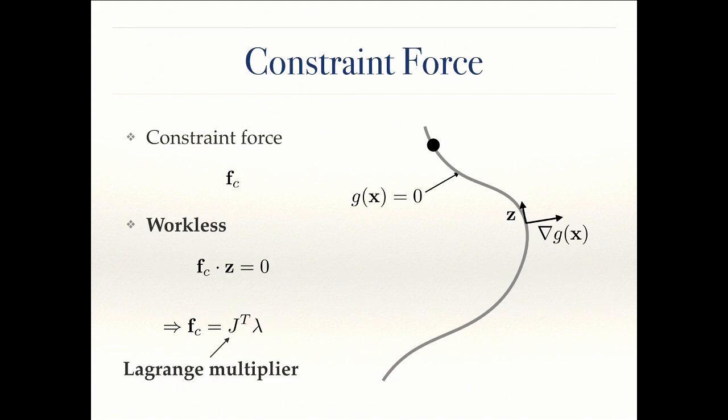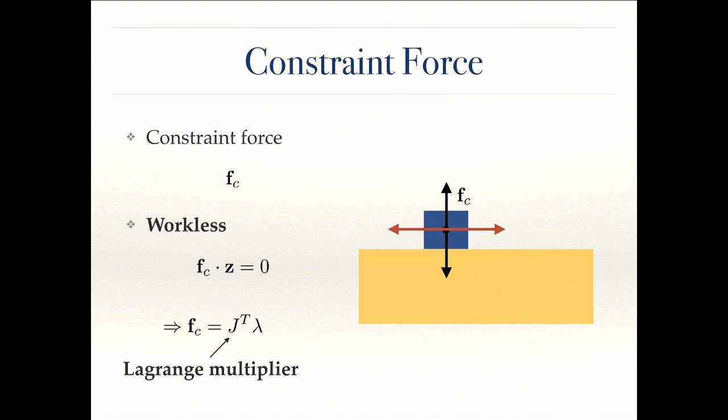One comment is, instead of gradient, I'm going to use this J notation for Jacobian, so that we can generalize this to multiple constraints. But J here is just the transpose of the gradient. So if I want to get my gradient, I'll just write it as J transpose. That's the gradient. And my lambda, so I'm going to use that notation.